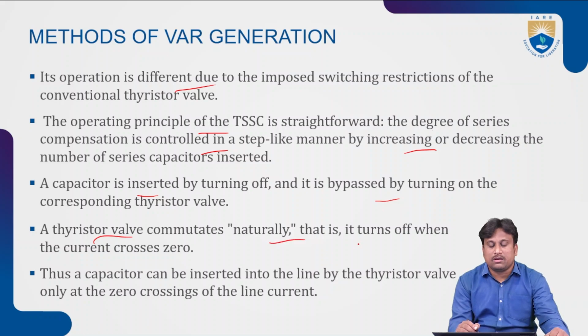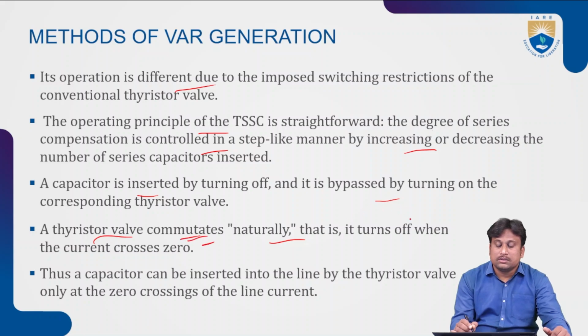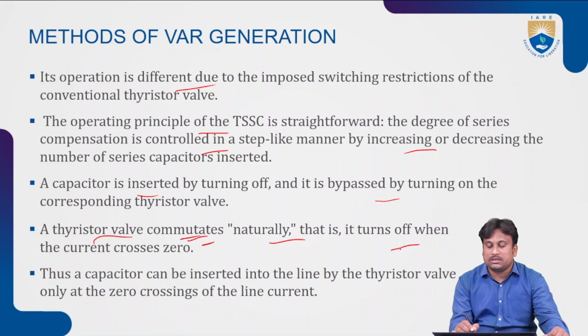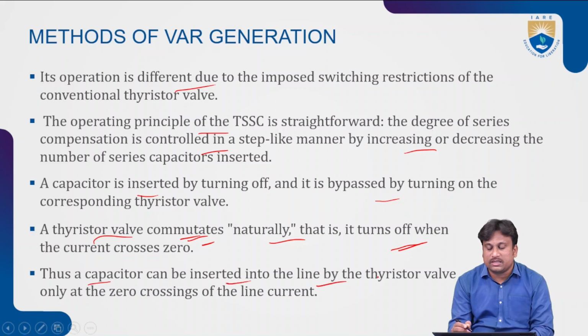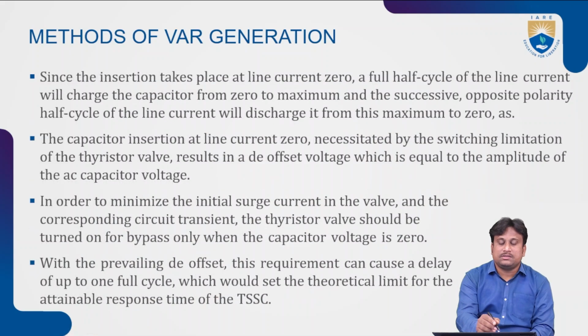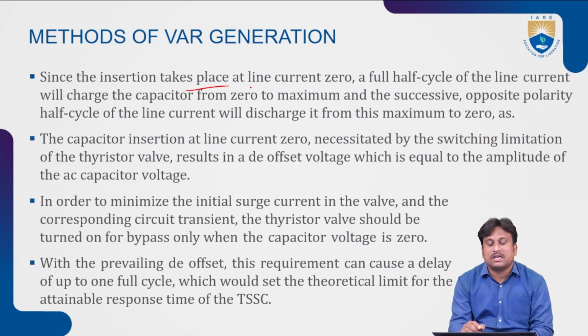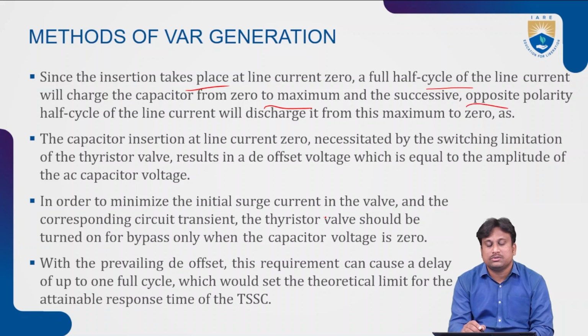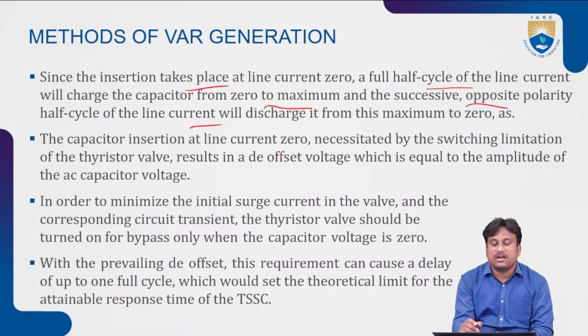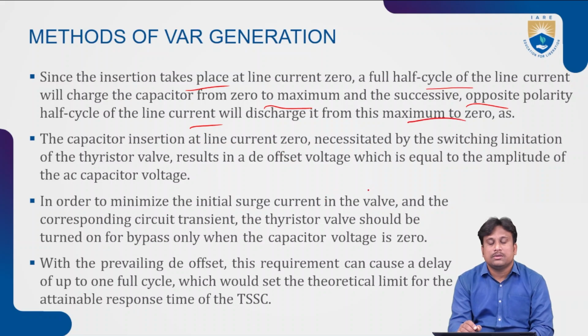Turning off a thyristor is usually known as the commutation process. This is natural commutation, where it turns off when the current crosses zero. Likewise, a capacitor can be inserted into the line by the thyristor valve only at the zero crossing of the line current. Since insertion takes place when the line current is 0, a full half cycle of the line current will charge the capacitor from 0 to maximum, and the successive opposite polarity half cycle will discharge it from maximum to 0.